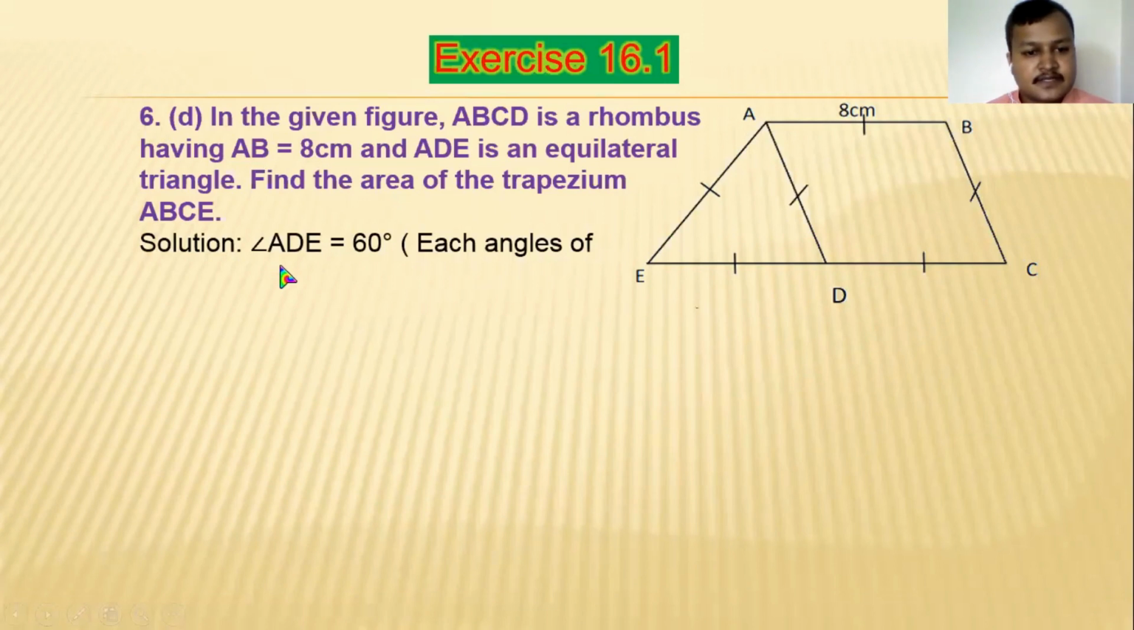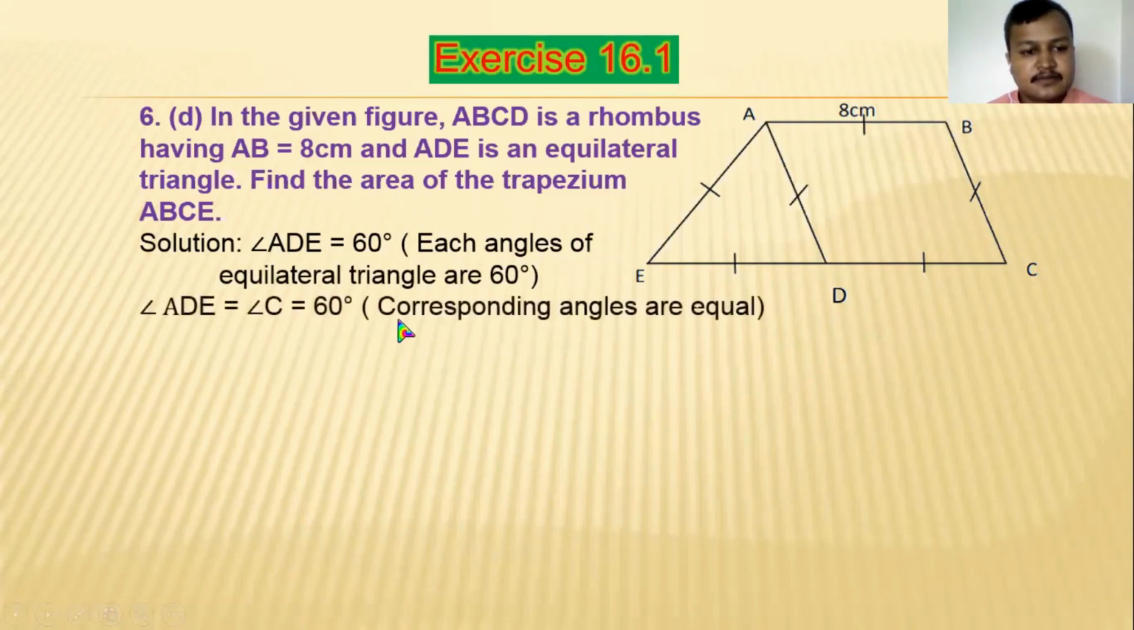Write the given things at first. Angle ADE is equal to 60 degree. Each angle of an equilateral triangle is 60 degree. We have to give the reason here. And after that, angle ADE is equal to angle C is equal to 60 degree. Corresponding angles are equal.